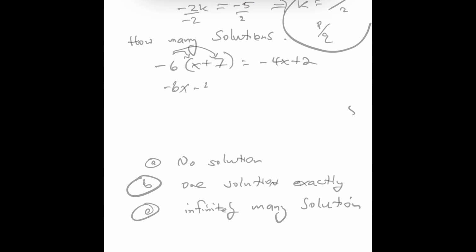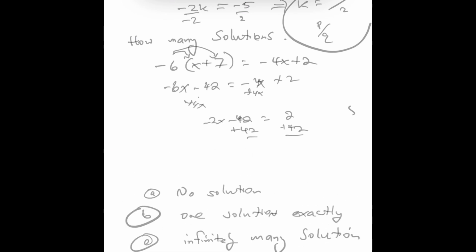-6x minus 42 equals -4x plus 2. And then we are going to add 4x on both sides. We get -2x minus 42 equals 2. Add 42 on both sides, and we're going to get... on this one, I'm trying to just create a little more space for myself here just so we can work it all out. We get -2x equals 44.